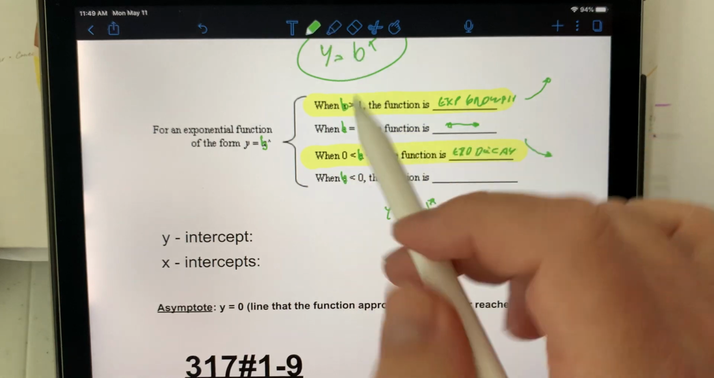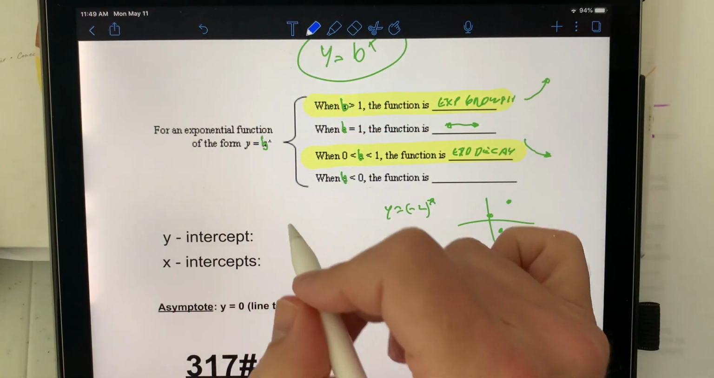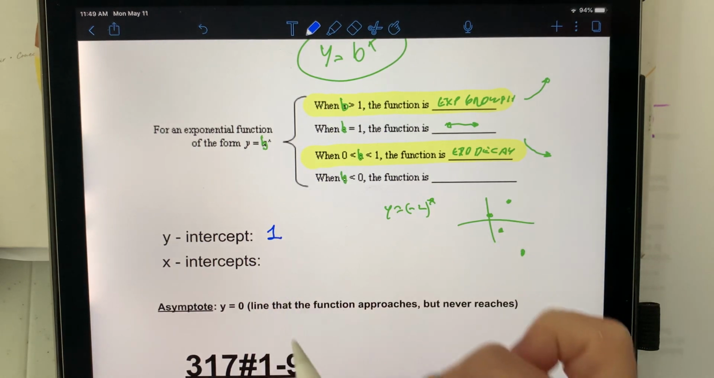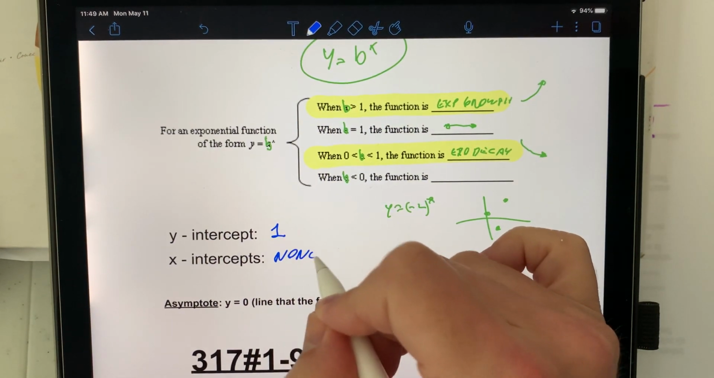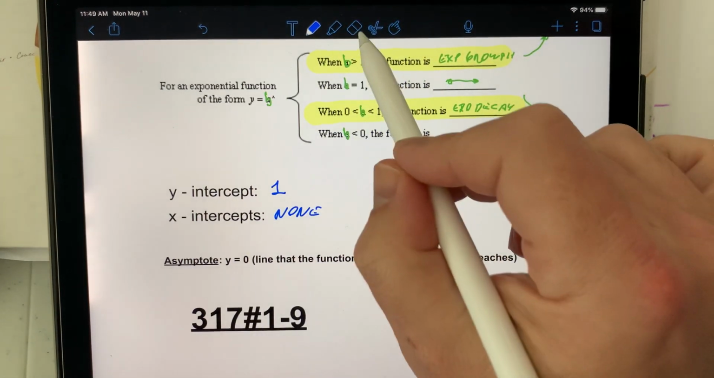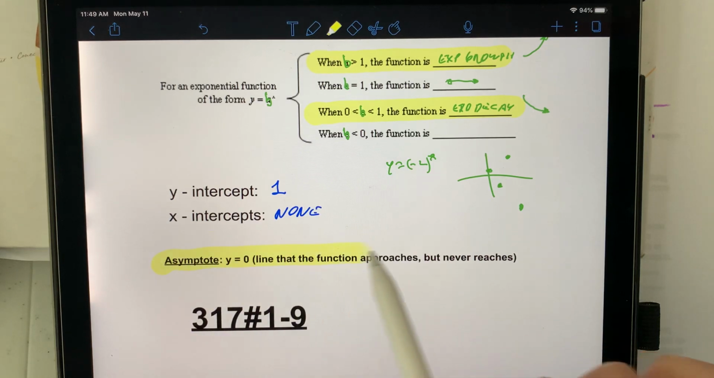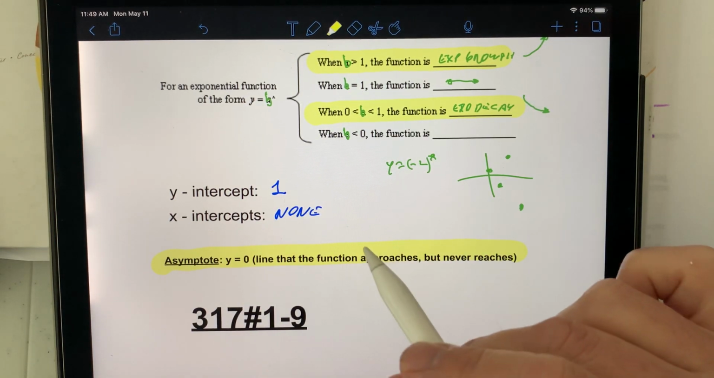And just to finish up, change colors. The y-intercept is always 1. We already said that. And the x-intercept, there's none. It does not touch the x-axis because there is an asymptote. And the asymptote is y is equal to 0. That means it's the x-axis, only for the basic functions.